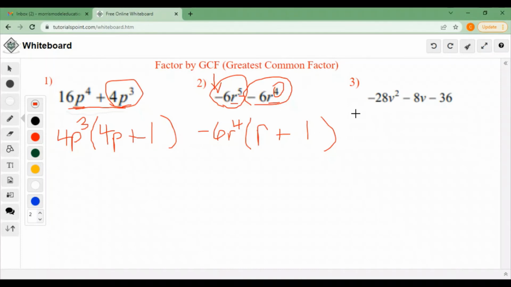Now this last one, a lot of times kids jump the gun a little bit. If you look at number 3 right here, they may have been taught the process for factoring trinomials, which is a little different than the GCF method, but that doesn't make the GCF null and void.